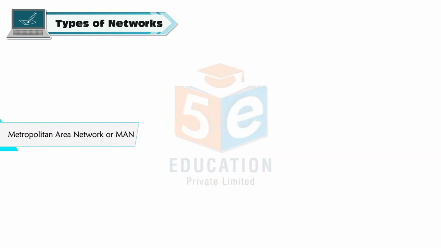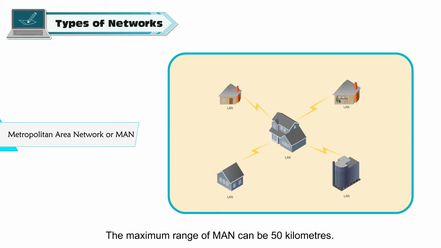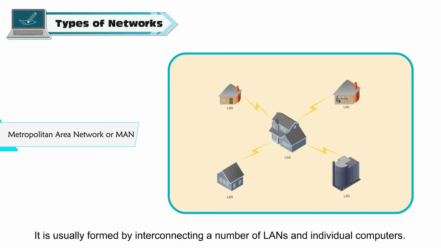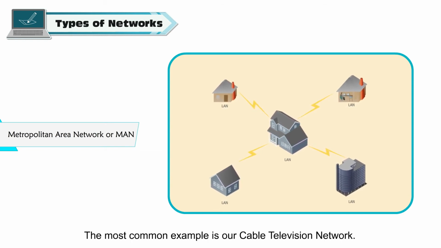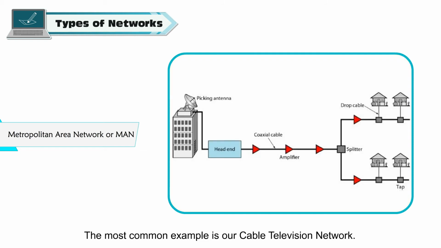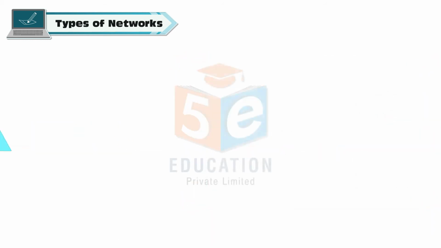Metropolitan Area Network or MAN. MAN is a computer network in a geographic area larger than LAN, generally spread in a city. The maximum range of MAN can be 50 kilometers. It is usually formed by interconnecting a number of LANs and individual computers. The most common example is our cable television network. Since it covers an entire city, it is a type of MAN. Offices of a company spread in an entire city are connected together this way.